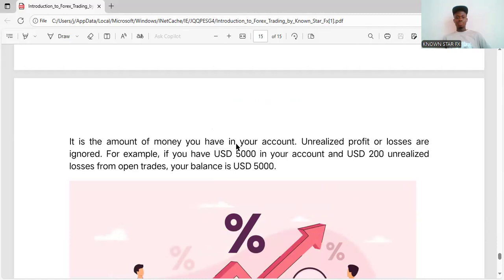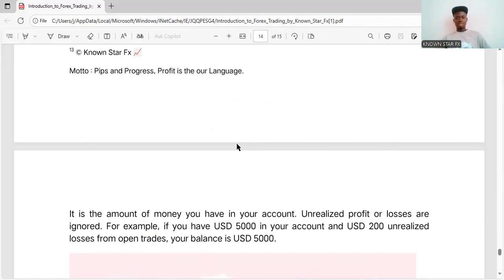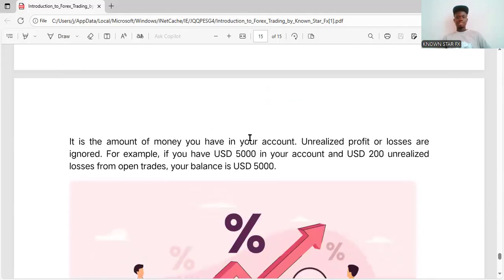Now, your balance is the amount of money you have in your account. Unrealized profit or losses are ignored in your balance. It is when you have closed your trade, whether you end up making profit or loss, that it will now reflect in your balance. Let's say, for example, you have $5,000 in your account and $200 unrealized losses from an open trade. Your balance will still remain $5,000.